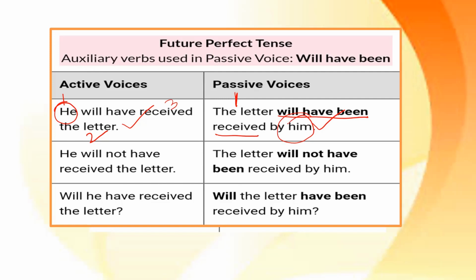And the last example, will he have received the letter? See the answer. Will the letter have been received by him? So, as far as future perfect tense is concerned, you have to remember the helping verb is will have been.